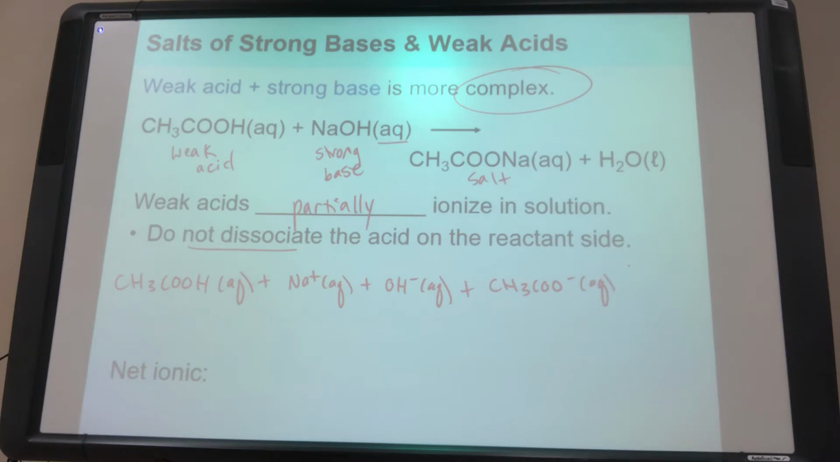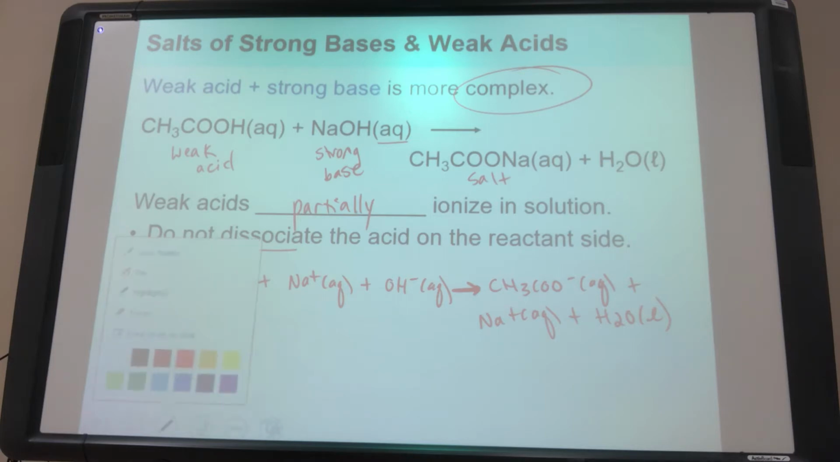Ooh, I messed that up. I forgot to write my arrow. Make sure you go back and do that. Plus Na plus aqueous and water. All right, so don't separate this one because it's weak. This one is strong, separate it. This is a salt, separate it. This is a liquid, don't separate it.